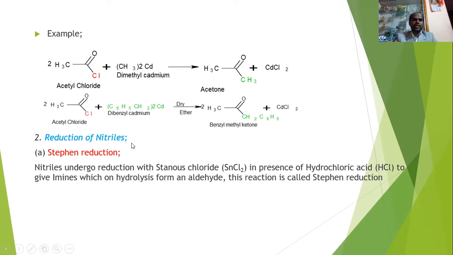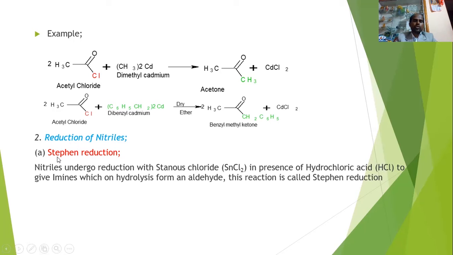Next method is using a nitrile. So that means reduction of nitrile. So nitrile, we know that C triple bond N, can be partially reduced to C double bond N. The obtained C double bond N is called imine. That can be hydrolyzed to get an aldehyde or ketone. This can be achieved in Stephen reduction. Stephen is a scientist.